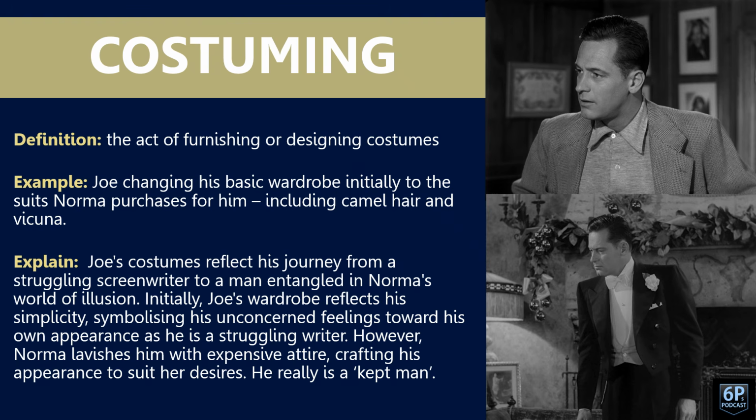Initially, Joe's wardrobe reflects his simplicity. It symbolises his unconcerned feelings towards his own appearance, as he is a struggling writer. However, Norma lavishes him with expensive attire, crafting his appearance to suit her desires. He really is a kept man.